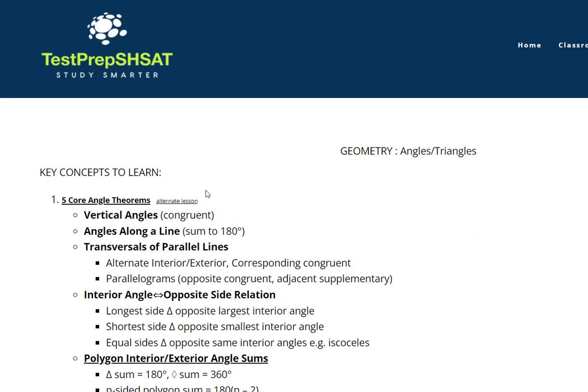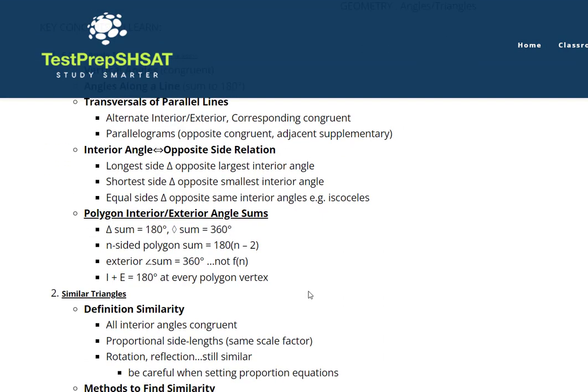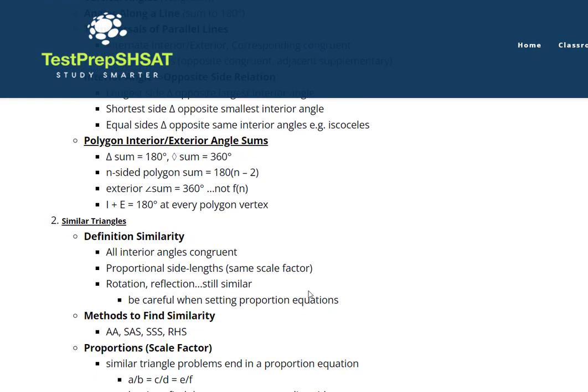Well, again, it talks about my 5 core angle theorems: vertical angles, transversals, polygon interior angles, the relationship between interior angles and opposite sides of triangles, also similar triangles, etc. How do we find them? What's the definition of them? How do we set up correct proportion equations? That's where students mess that up a lot in problems like this.